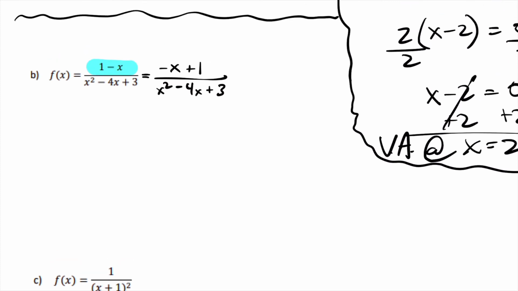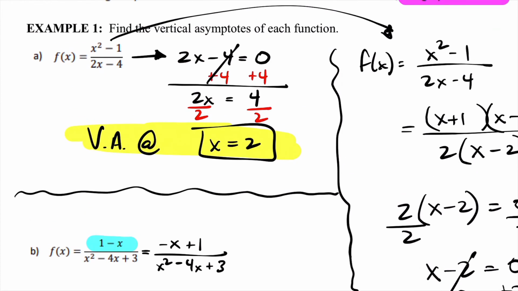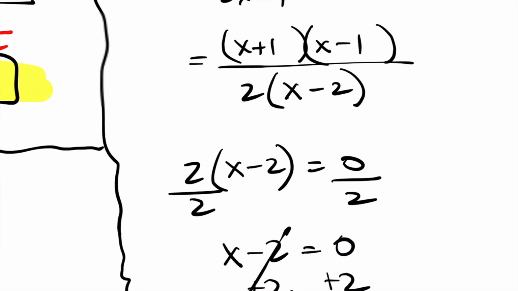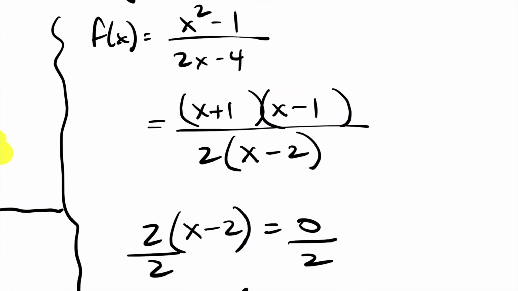A lot of times you try to plug in 0 here. This is the mistake I see students doing a lot. They set this bottom equal to 0, solve it, got my answer, move on. Well, they never checked to see if that was a hole or a vertical asymptote. That's why I mainly do it this way, because this way checks it for me.